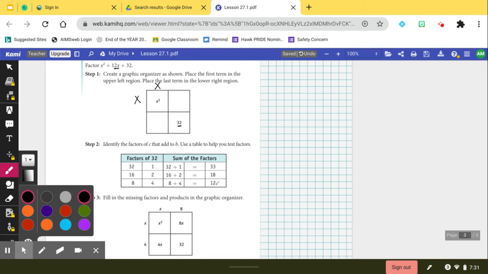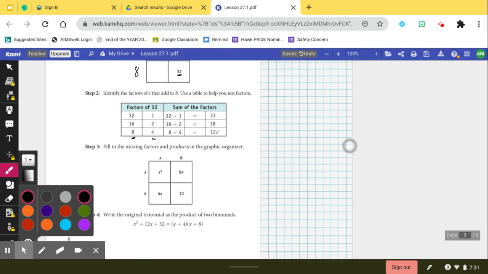So just listing off the factors of 32, well, we have 32 times 1, so that would give me the 32. But would it add up together to give me the 12? Well, 32 plus 1 is 33, so that one didn't work. We could also think of the factors of 16 and 2. Well, they multiply together to be 32, but when we add them together, they get to be 18. So we have to think of a different pair of factors. So what about 8 and 4? Well, those multiply together to be 32, and they add up together to be 12. So that means the two last terms of my binomials are 8 and 4.